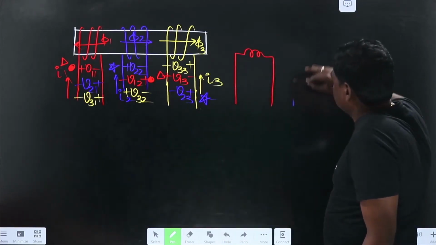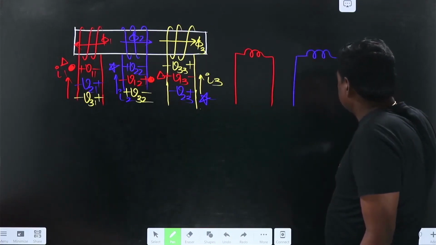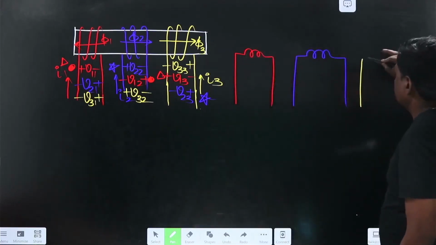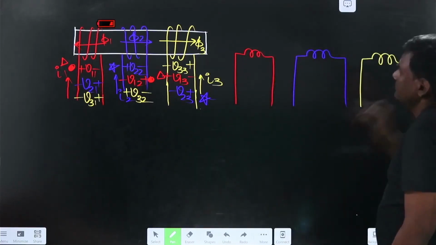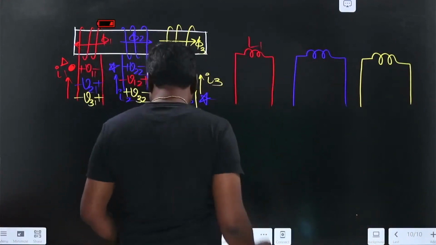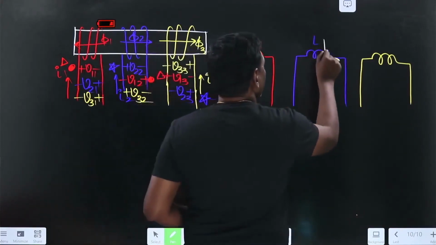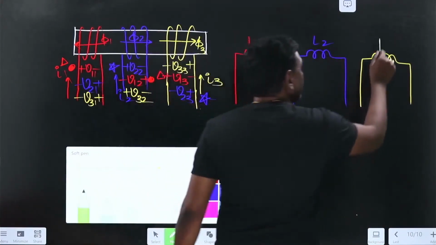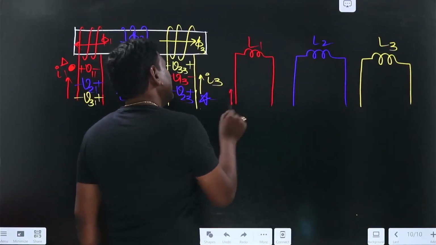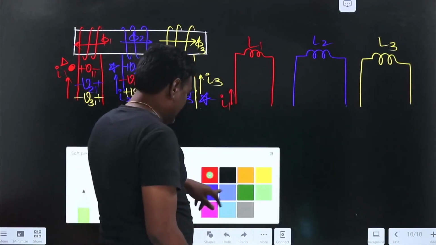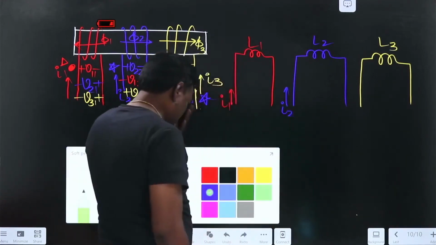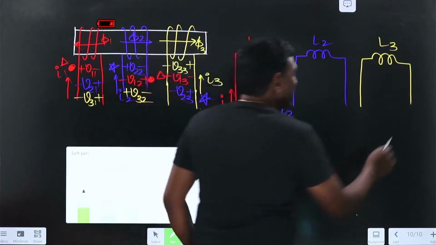Blue and yellow. So this is going to be L1 self, L2 self, L3 self. Now my currents are in this direction, I1. My current here is on the left side only, in this direction, I2, and the yellow current is in this direction.